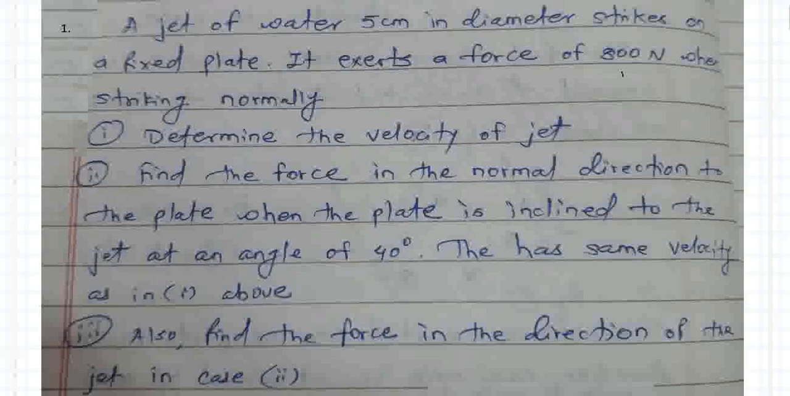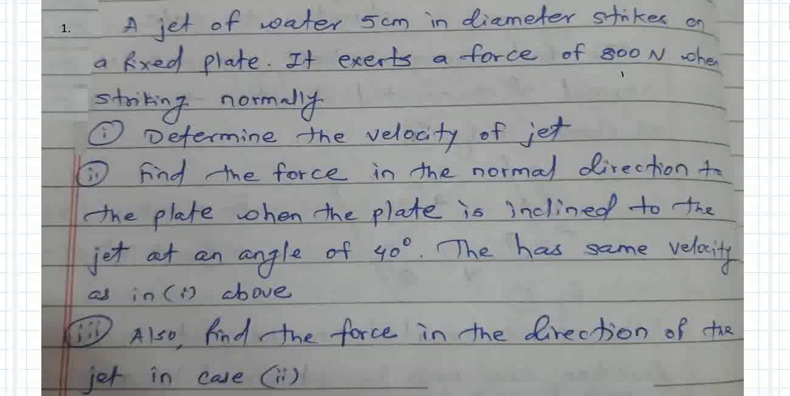Second, find the force in the normal direction to the plate when the plate is inclined to the jet at an angle 40 degree. That has the same velocity as in one above. Third, also find the force in the direction of the jet in case 2.